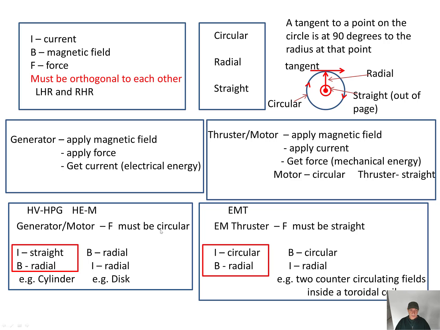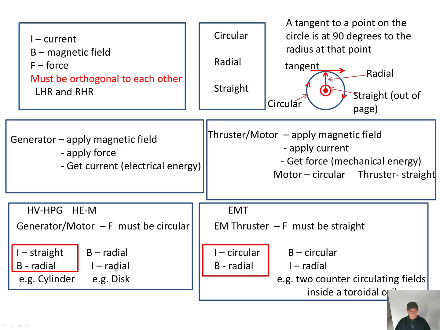This is the choice that we choose. You can have either cylindrical or you can have disc, but this is the preferred choice. I is straight and B is radial. If you're using a disc, B is radial, I is radial.